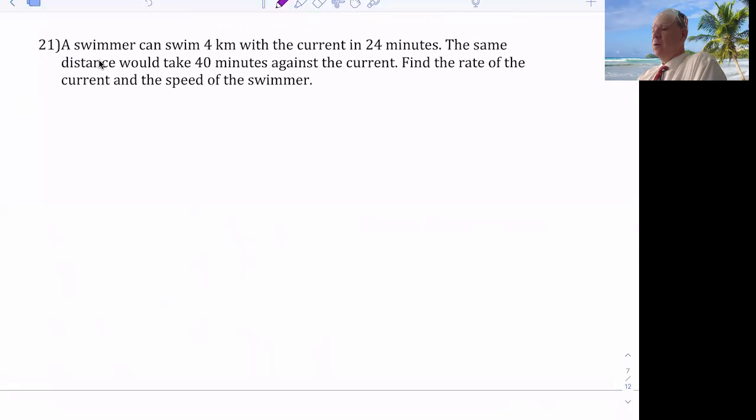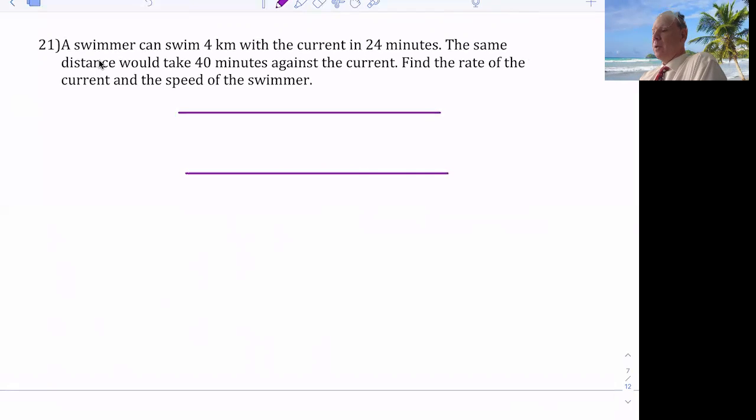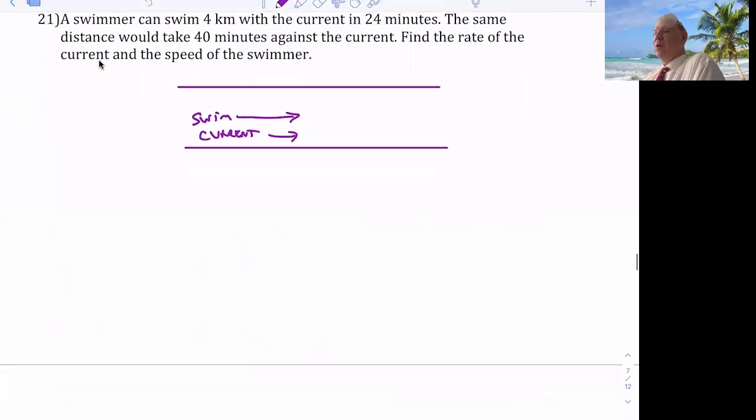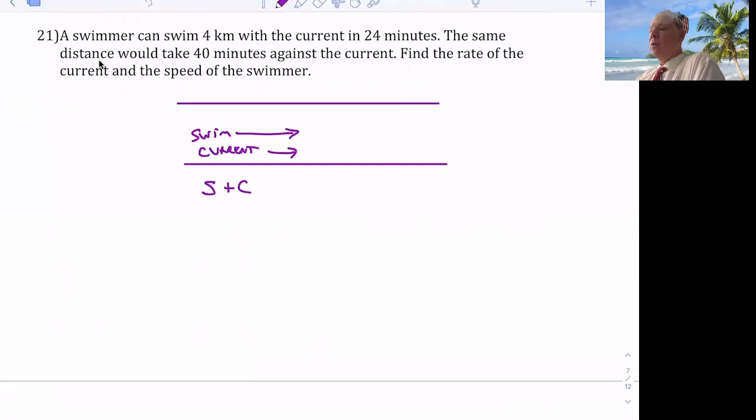All right, so we're in the water, right? And you're swimming this direction. And the current is what? Going in that direction. Do we know how fast you're swimming? Do we know the rate of the current? No. So we know that the swimmer plus the current, right? Now, remember what I told you. Distance is rate times time.